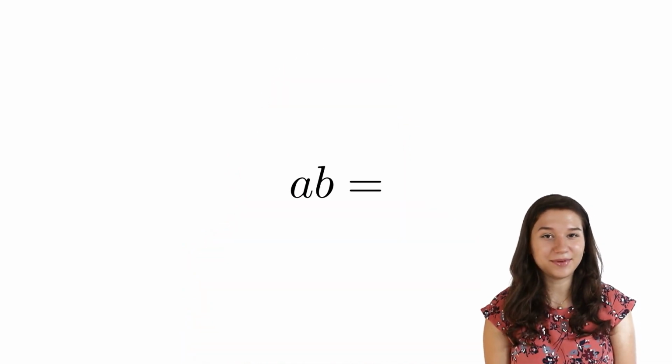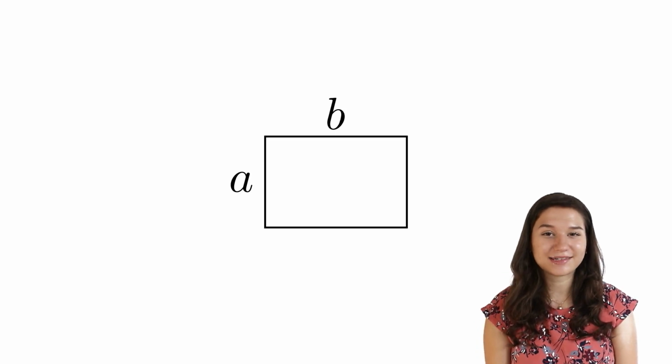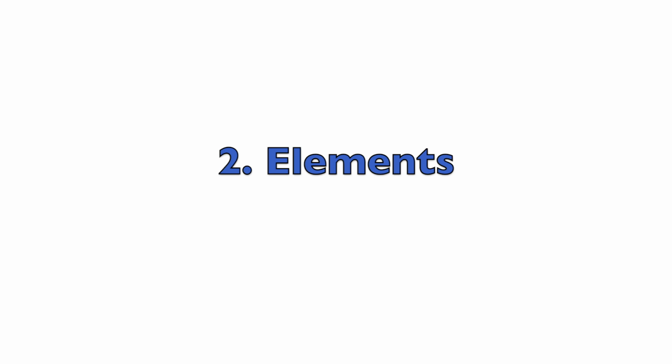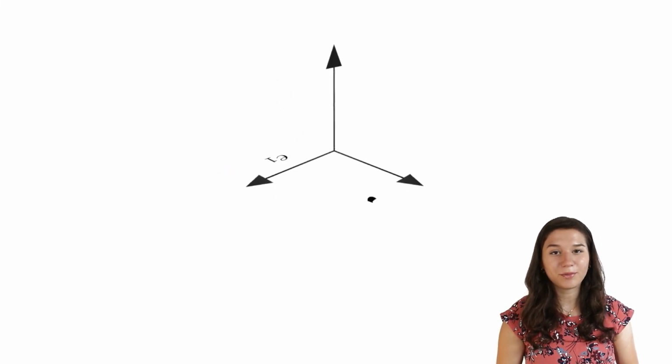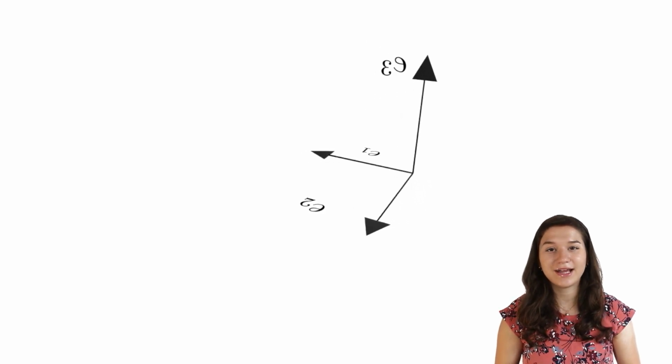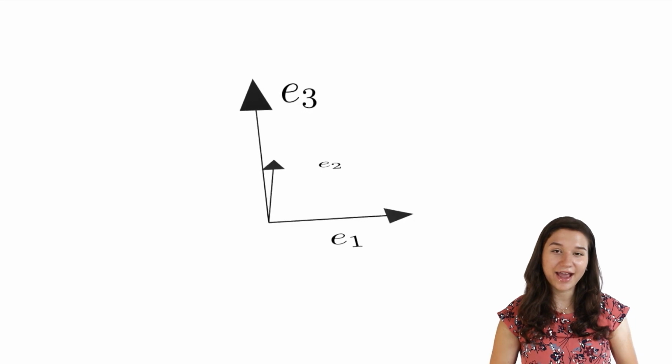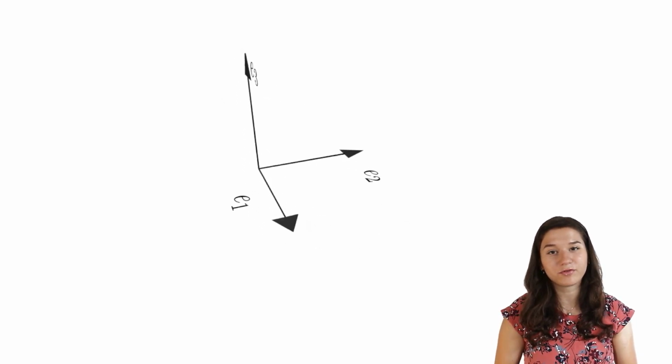In GA, we use algebraic methods to solve geometric problems, and we use geometric interpretations to help us solve algebraic problems. So for example, the product AB can be thought of as multiplying the sides of a rectangle with sides A and B. In three-dimensional GA, there are three orthonormal basis vectors that are e1, e2, and e3. These are similar to the i hat, j hat, k hat unit vectors that you might be more familiar with.